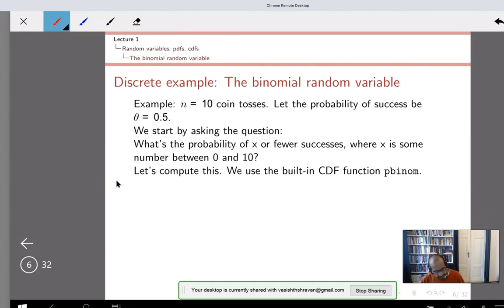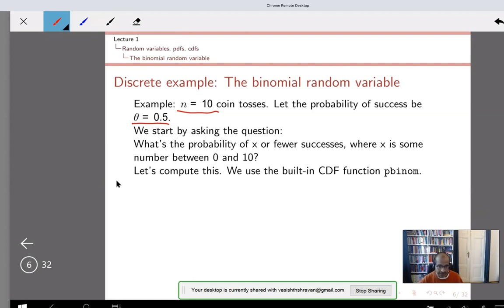So as I just said, imagine that we have 10 coin tosses and the probability of success is 0.5. We can ask this kind of question: what is the probability of getting 0 heads, 1 heads, 2 heads, using the equation 4 that I showed you earlier. But we can also compute the probability of getting 0 or less heads, 1 or less heads, 2 or less heads. This cumulative probability can be computed by using the cumulative distribution function associated with the random variable.